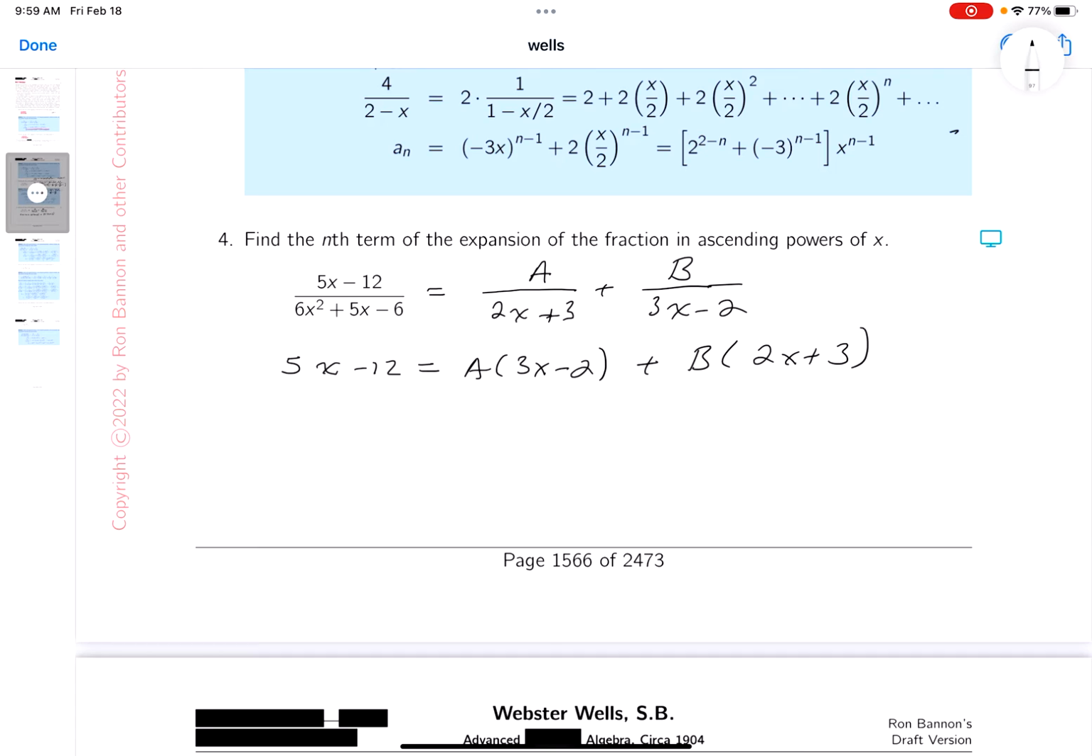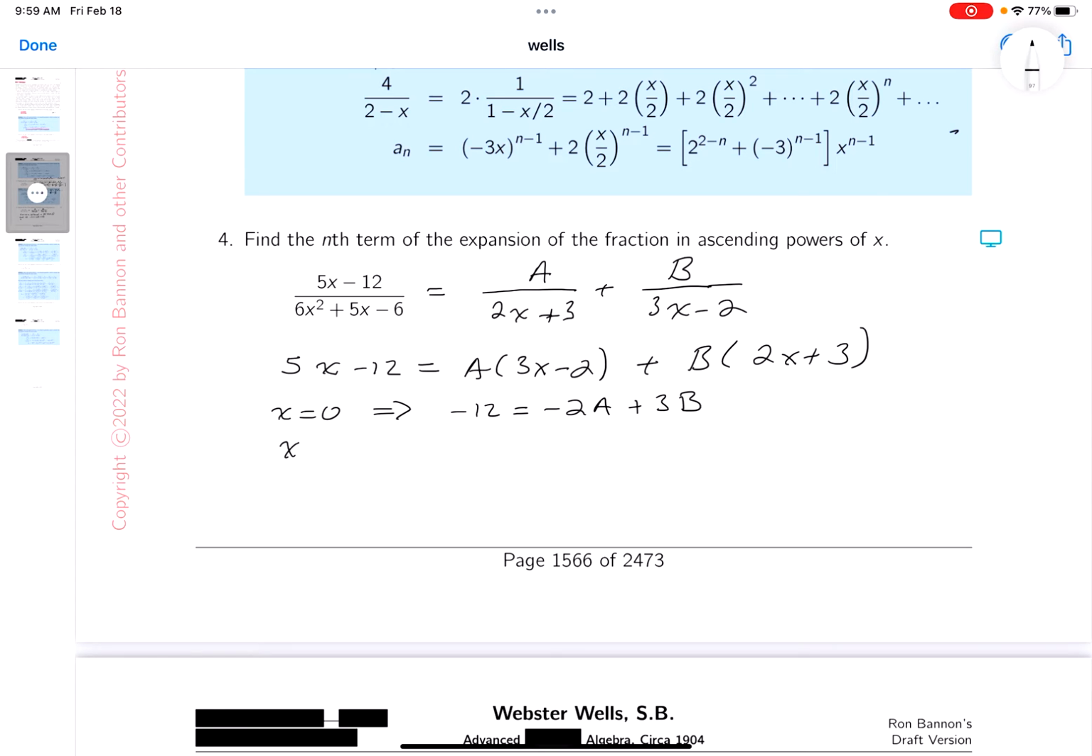So what do I do over here? I'm going to do something different now. I'm going to simply say x is 0. This is something different than we've done in the past. So what do you get? Minus 12 equals minus 2A plus 3B.